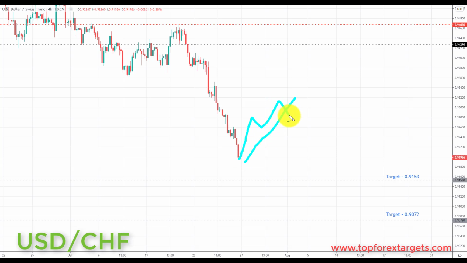And if we get the right kind of setups in this market, we're going to be looking at initiating shorts down towards the next key of support to the downside and the target set, at the 0.9153. And if we can get a break through here, we're going to be looking down towards the next key of support to the downside and target 2, at the 0.9072.